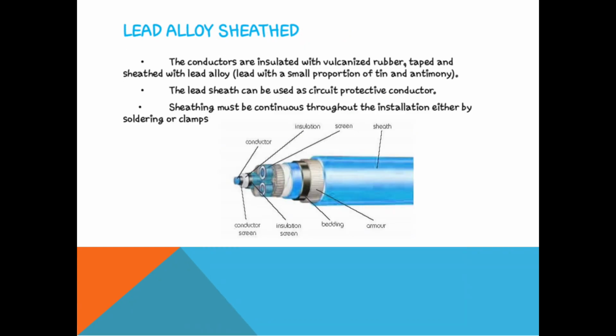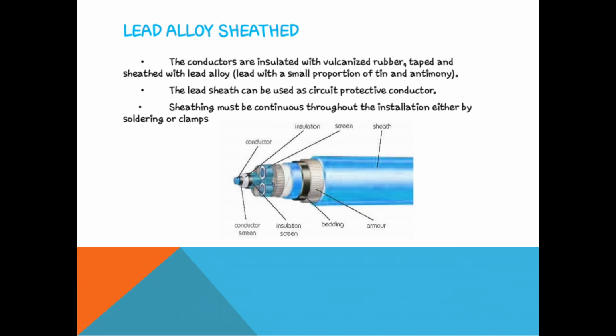Then we have the lead alloy. For this lead alloy, the conductors are insulated with vulcanized rubber, taped and sheeted with lead alloy, alloyed with a small proportion of tin or antimony. The lead sheath can be used as a circuit protective conductor. This lead alloy sheeted cable is majorly used as underground cable.